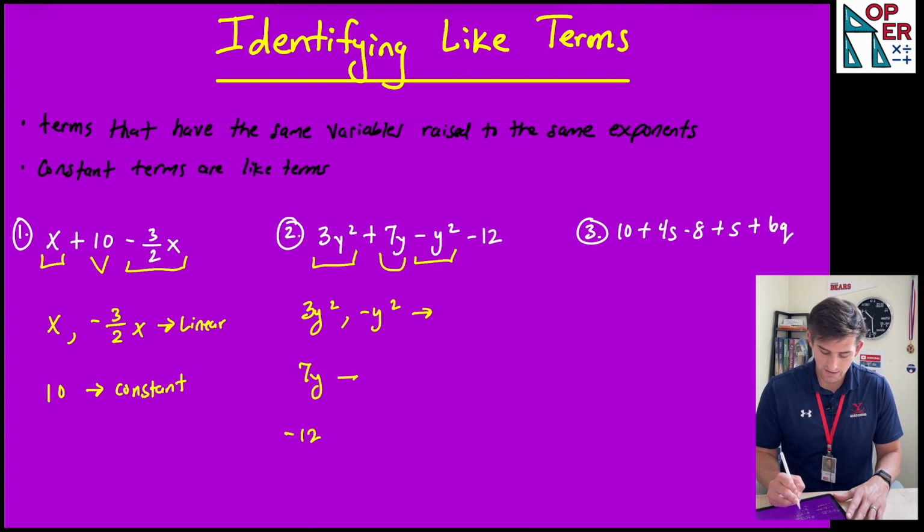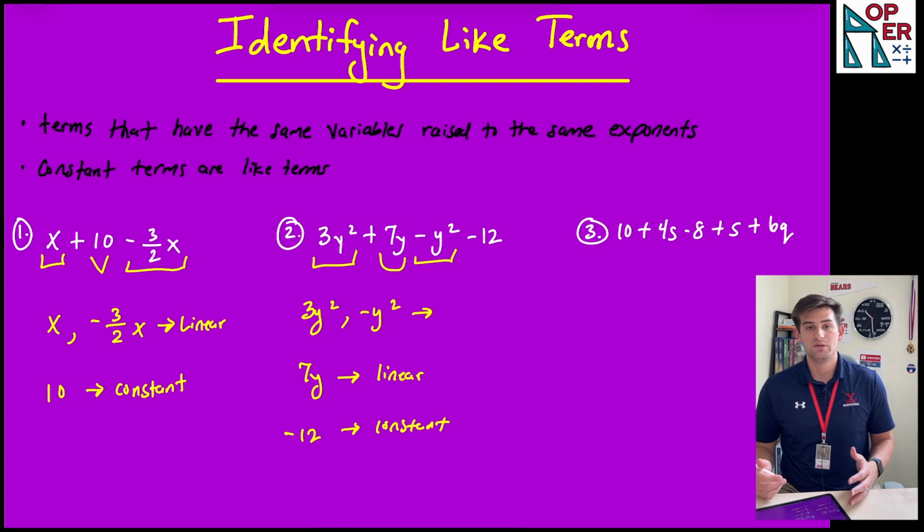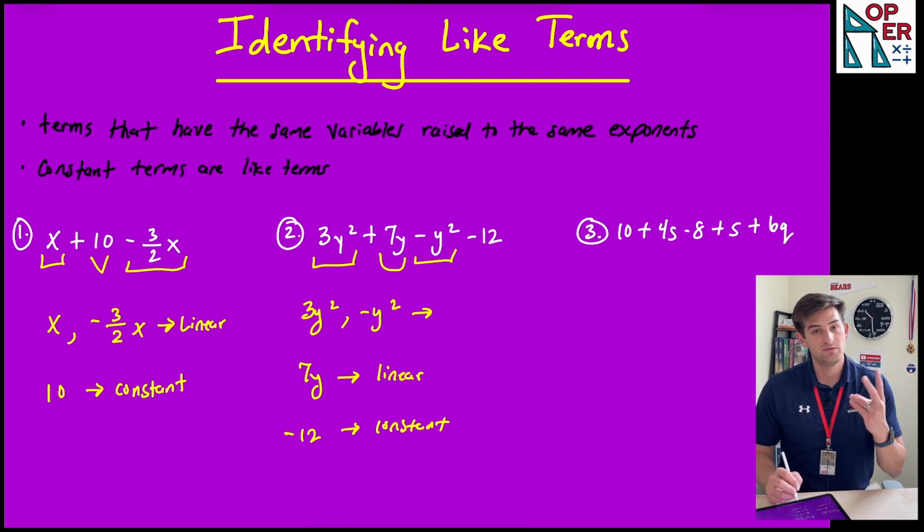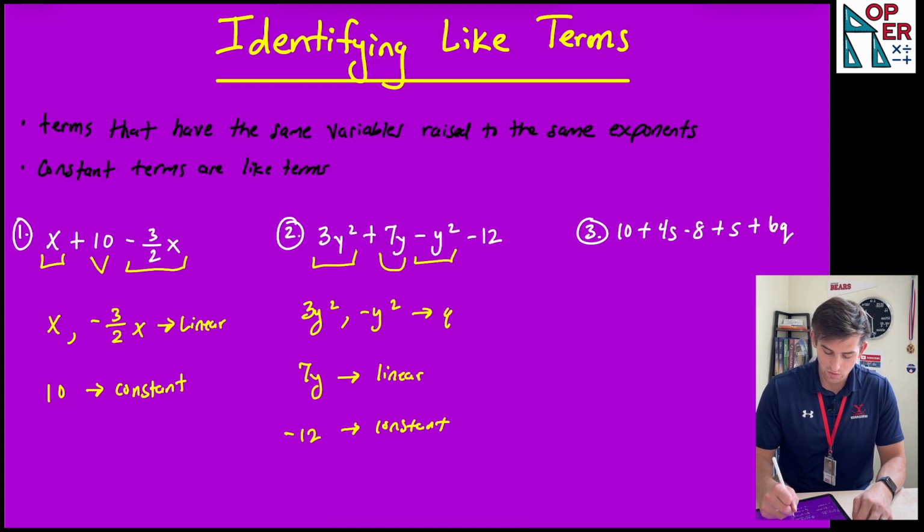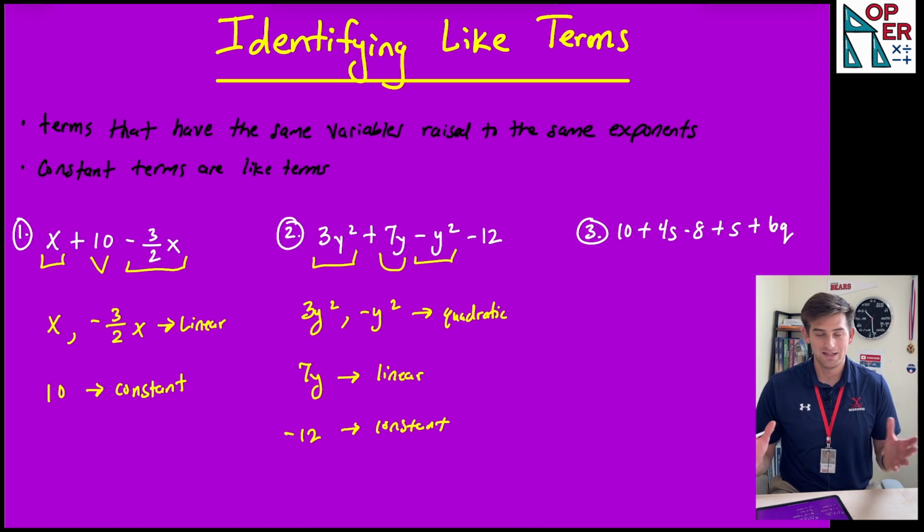So we already know that the y would be a linear term, and the 12 would be our constant term because it's just a number. Linear term means the exponent on the variable is just 1. Now, when we have an exponent of a 2, we actually call these quadratic terms. So those are quadratic terms. And like we said, we don't have to know the name for those right now, but knowledge is power, right?